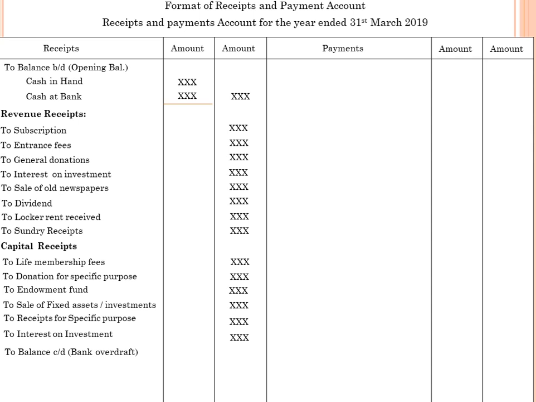To life membership fees, donation for subscription purpose, endowment fund, sale of fixed assets and investment, receipt for specific purpose, interest on investment, and finally the balance carried out, bank overdraft. Any balancing figure that comes on the debit side, we call the bank overdraft, the balance carried out. Okay. Now we move on to the credit side, the payment side.